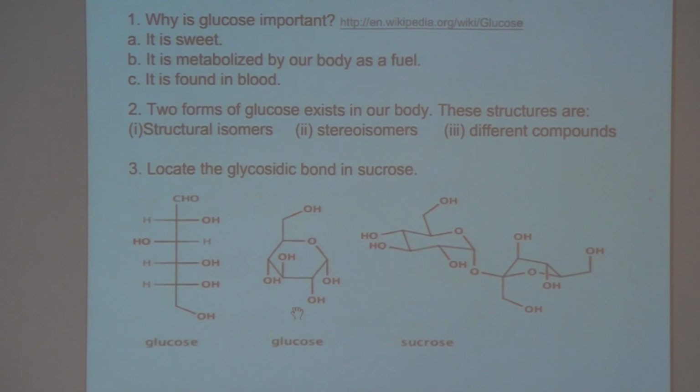Are they structural or stereoisomers? So if they're structural isomers, they have the same chemical formula but different connectivity. Stereoisomers have the same connectivity but different orientation in space. So is the connectivity of these two the same? Yeah, because note here, right at the top, the CHO. What's the arrangement of these three atoms, CHO? In other words, what functional group is CHO?